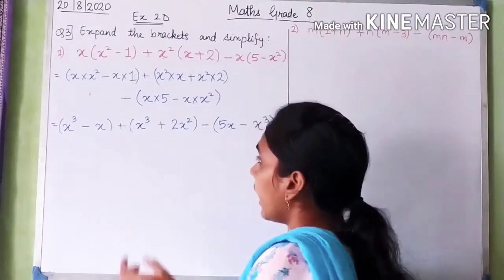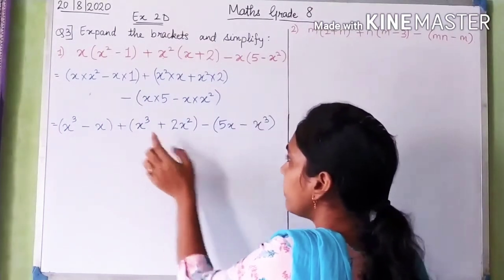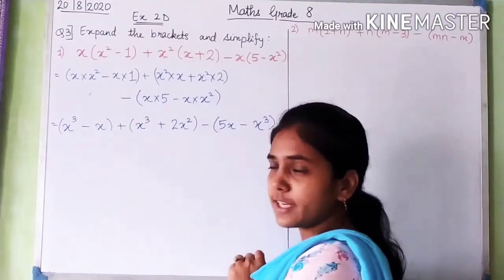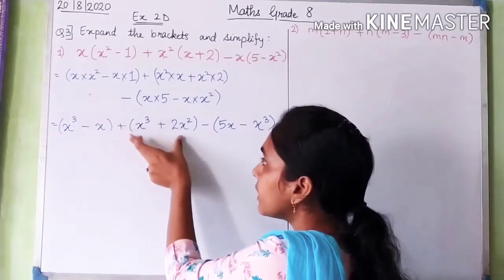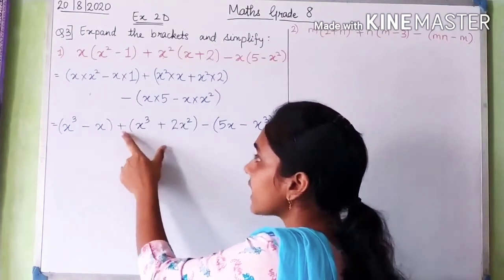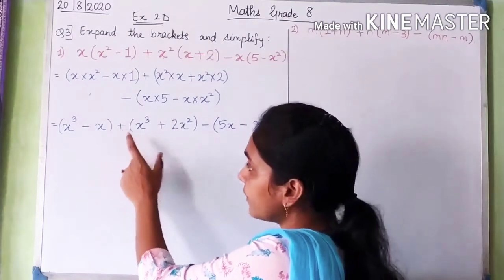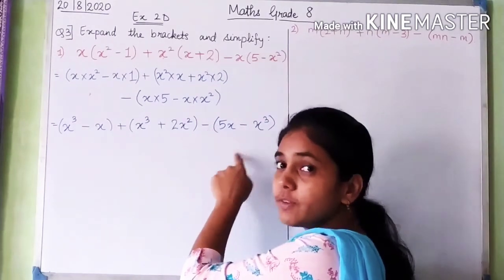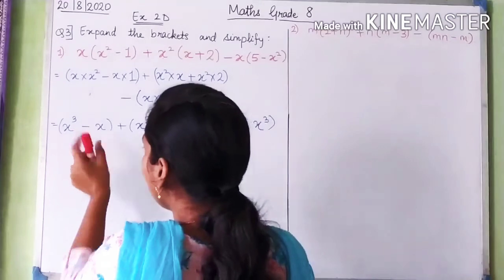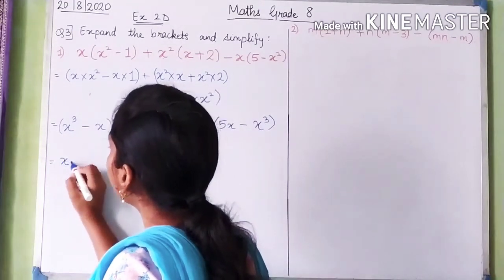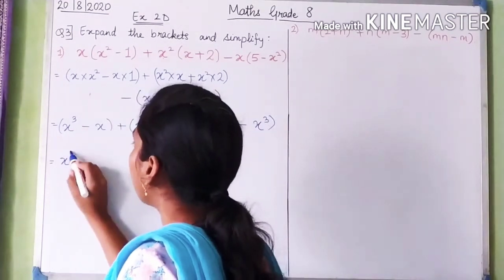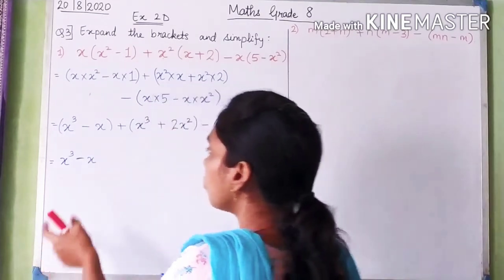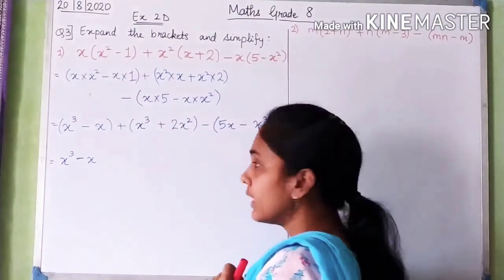Now I have to open these brackets. Open means I have to cancel these brackets. I don't want brackets anymore. So I have to multiply with the sign which is outside. If it is plus, the signs will not change. But if it is minus, then the signs change. We will see. So this first bracket will remain as it is because there is no number to be multiplied, or no minus sign outside it. So x cube minus x will remain the same.